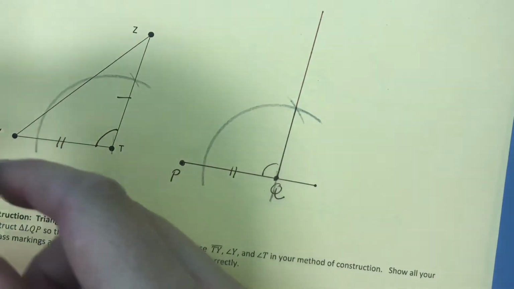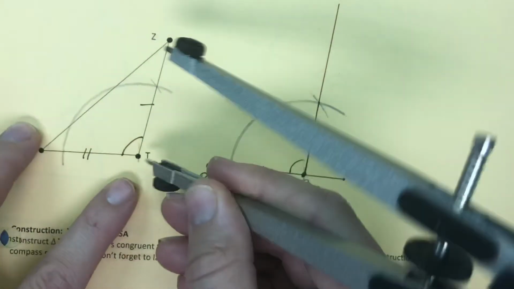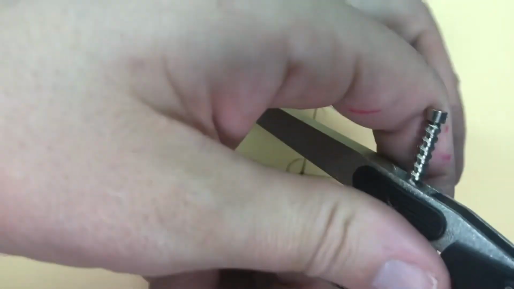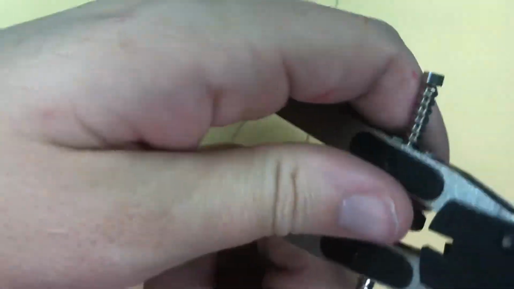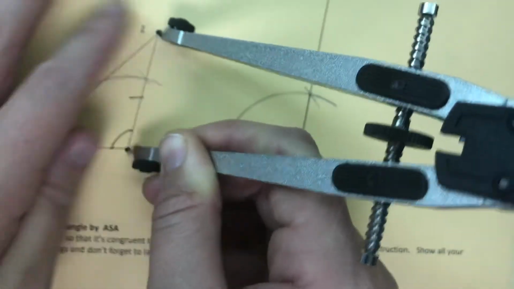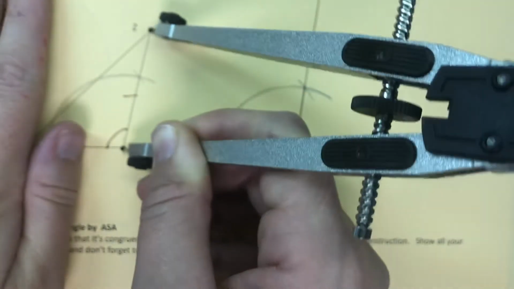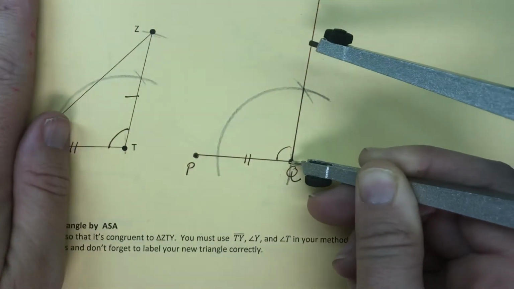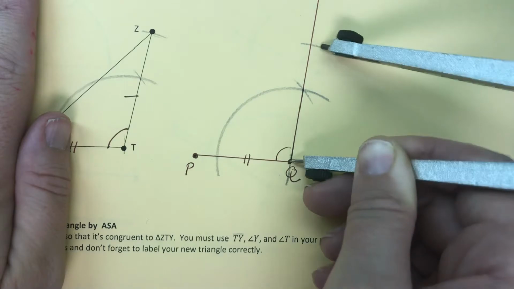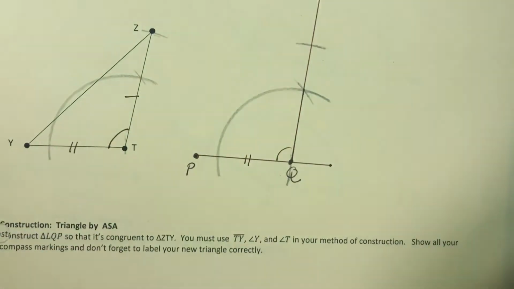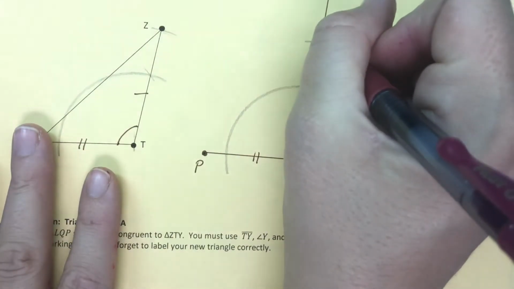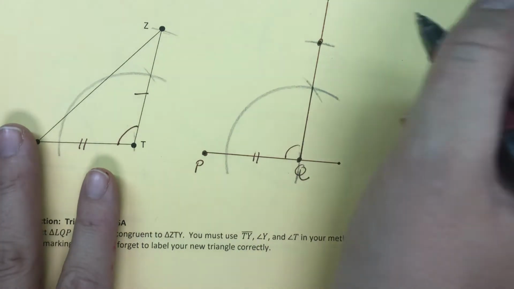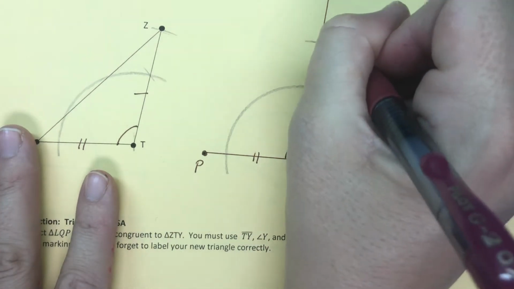The last step's so easy. To get that other side, just put the pointer on T and then open your compass to the width that the lead lines up with the other vertex. Come over here, put your pointer on Q, do the same thing. That's our third point. And so that will be our point L.